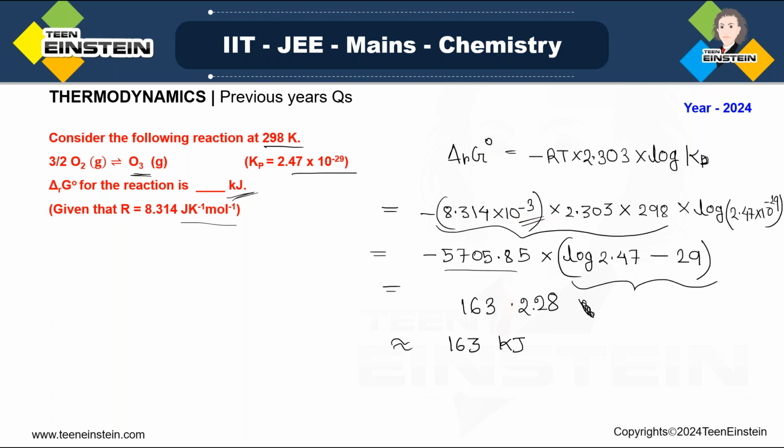So here you have to multiply this R value with 10 to the power minus 3, otherwise the final result will not be correct. That is why you have to be very careful about the units, and accordingly we have to convert the units.